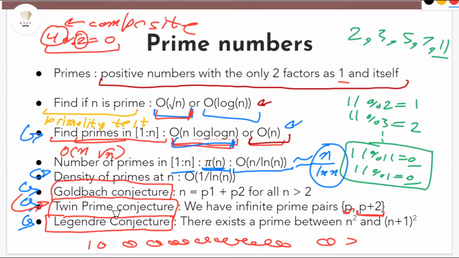Next, the Legendre conjecture. There exists a prime between n square and n plus 1 square. This is also a conjecture, basically stating that for all n, we can find a prime between n square and n plus 1 square. This conjecture specifically can be used to create computer programming questions, and I have seen a question on it on Project Euler. So it is kind of useful in some sense, but it is still very rare, so you can just forget it. It doesn't matter.